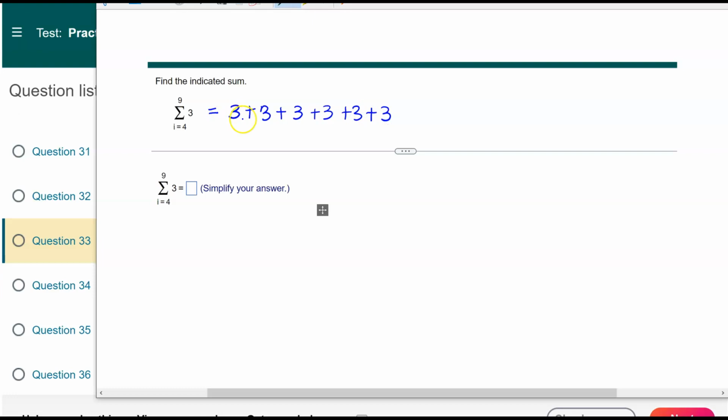So you're just adding 3 to itself 6 times. 1, 2, 3, 4, 5, 6. So that is starting at 4 up to 9: 4, 5, 6, 7, 8, 9. So in other words, we added 3 to itself. Again, how many times? 6 times. So that's just 3 times 6, and that's equal to 18.